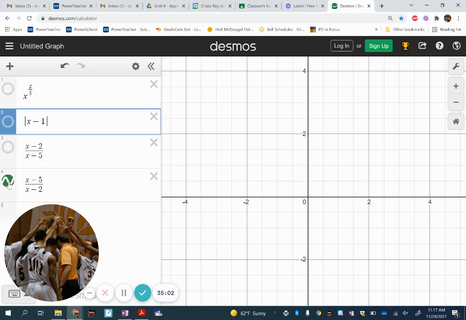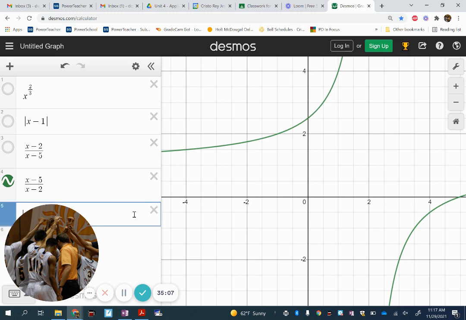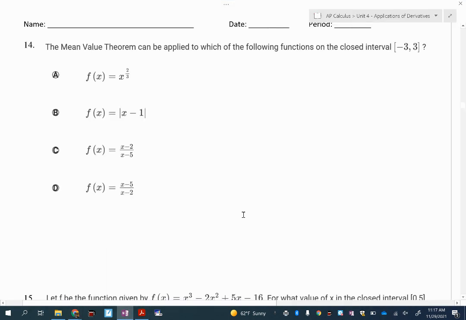Let's just check the last one. And the last one, you can see we have an issue. We have a vertical asymptote at x equals 2. That's going to be a problem because it's not continuous. All right, so the answer is C.